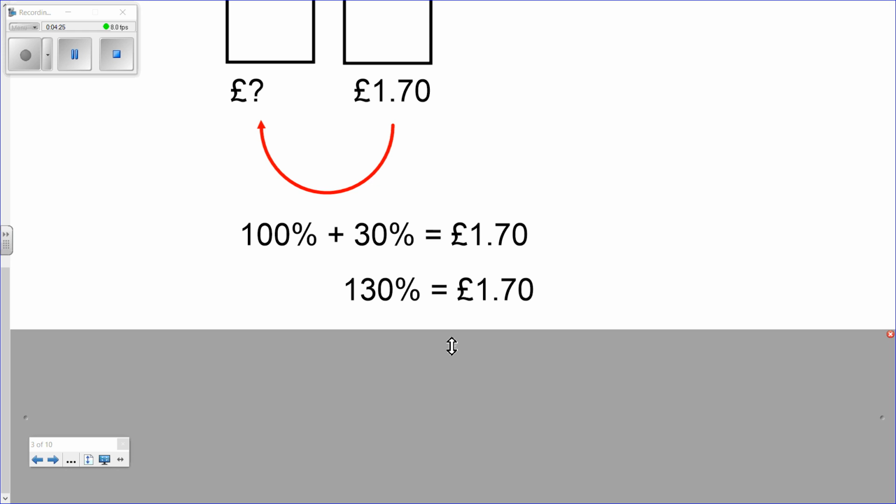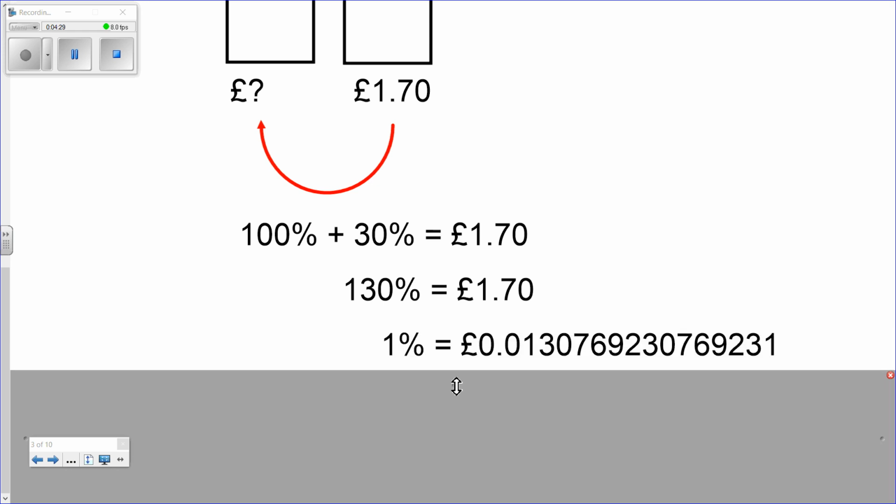So to get 1%, if we know that 130 equals 170, then all we're doing is £1.70 divided by 130. So to get from here to here, we're actually dividing both sides by that percentage. We're going to do it the same on both sides. We're going to keep both sides in proportion. So we're going to divide that side by 130, and we're also going to divide the other side by 130 as well.